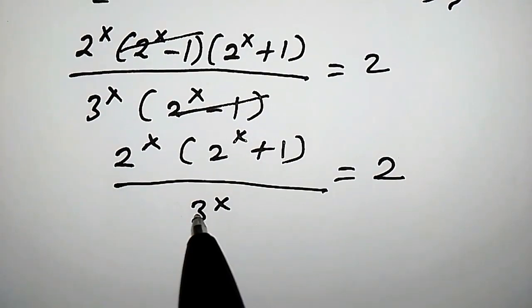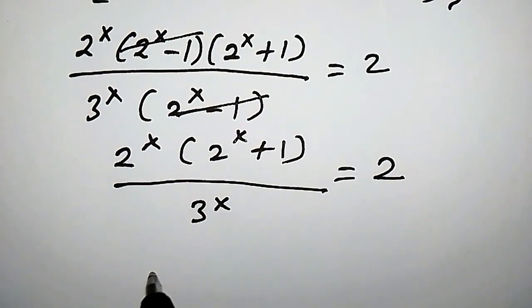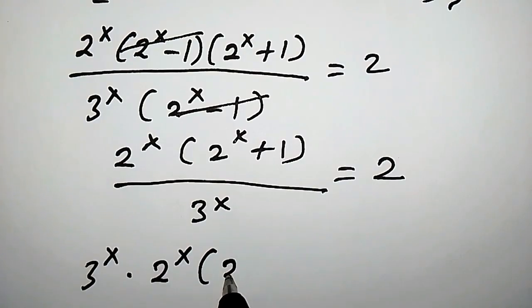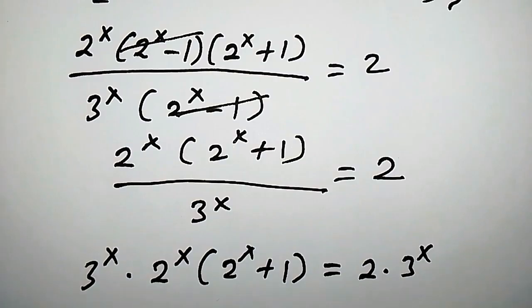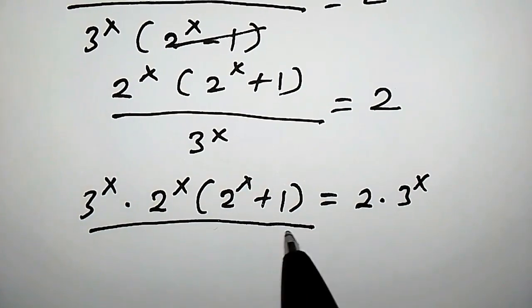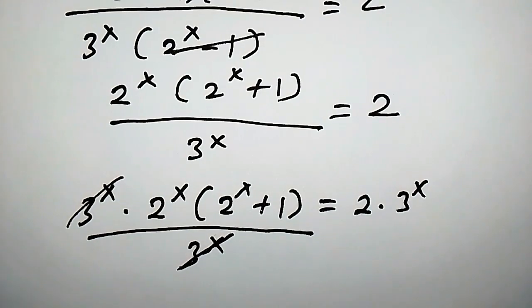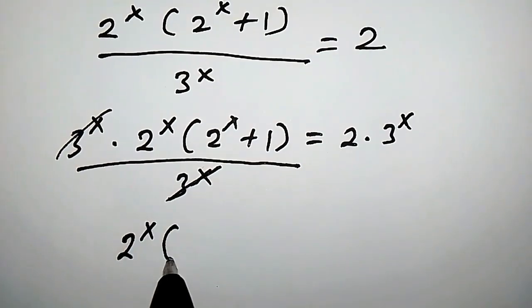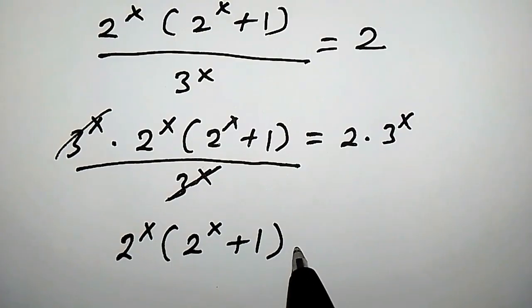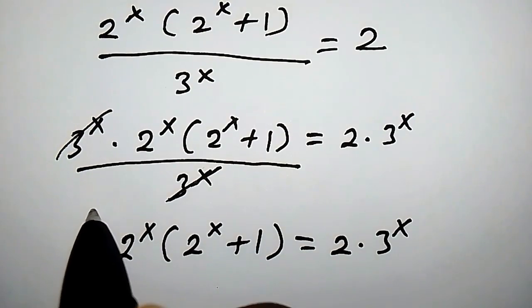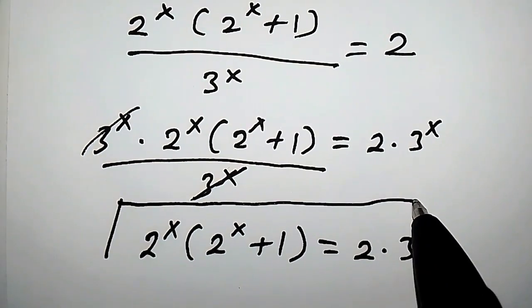Now, let us multiply both sides by 3^x so that we can get rid of this. So that will be 3^x times 2^x times 2^x plus 1, divided by 3^x, equal to 2 times 3^x. Clearly, 3^x cancel each other. We are left with 2^x times 2^x plus 1 equal to 2 times 3^x. Let us take note of this beautiful equation.